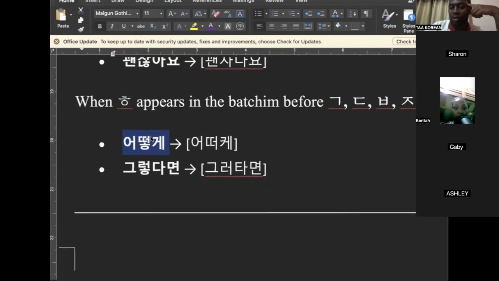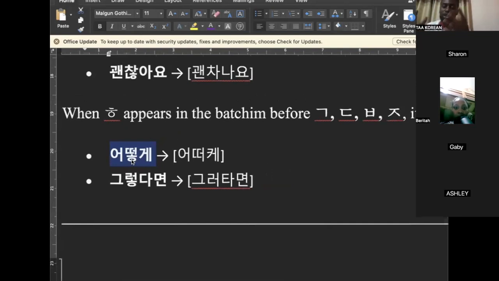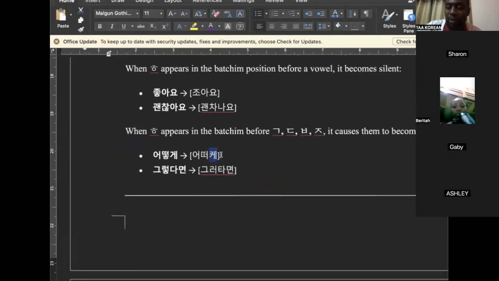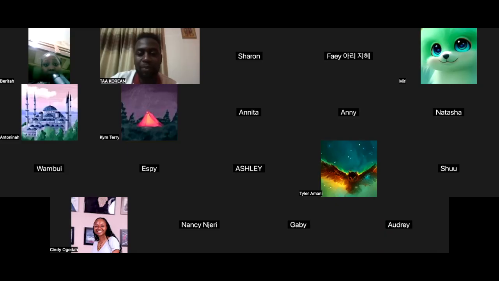Now think of it this way. Because H is such a weak consonant in Korean, usually it disappears. And when it disappears, or for example, let's say when we merge the H and the G, it forms a K sound. Am I making sense? Let me come back here. Let me show you what I'm talking about.